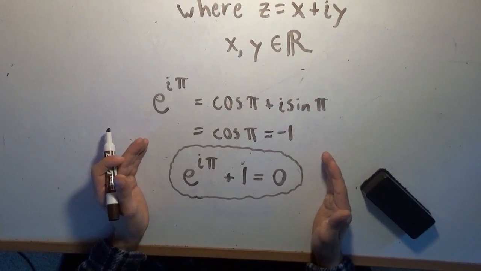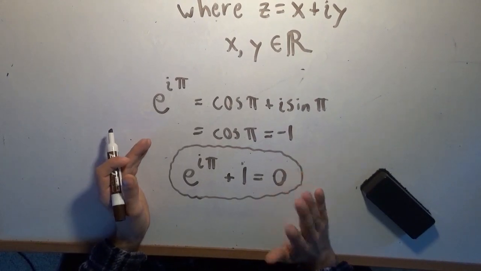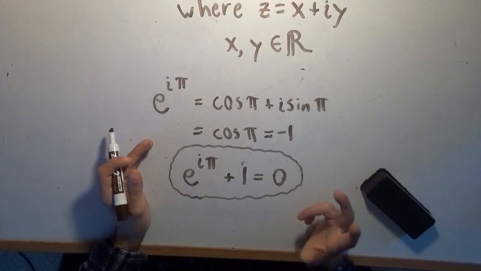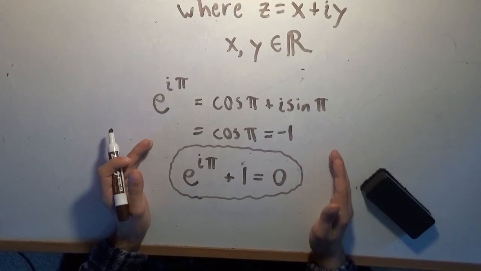It's absolutely beautiful. We will continue the study of this formula, seeing where it goes when we try to figure out what cosine and sine are in terms of complex exponentials.